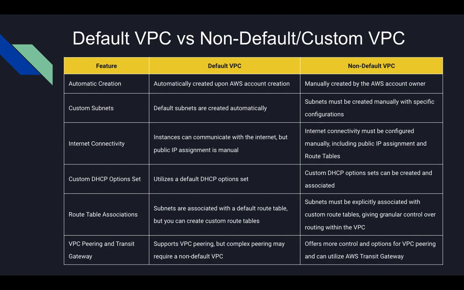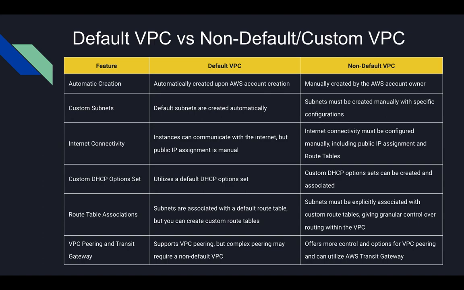DHCP option sets are not much for us, so we can skip this because it's not related to DevOps action items. It's more at the networking level. For route table associations, we generally deal with these. In the default VPC, a route table is created by default. But for a non-default VPC, as we discussed, you need to create a route table for your private subnet and public subnet, and for any other subnets you launch based on your usage.